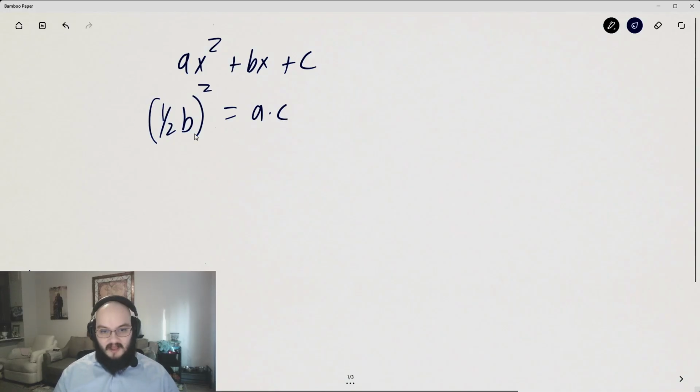This looks like a lot. I'm going to have this written off to the side, and this is the formula we're going to follow, or this is how we're going to check for a perfect square trinomial.